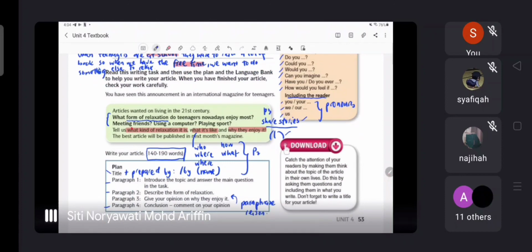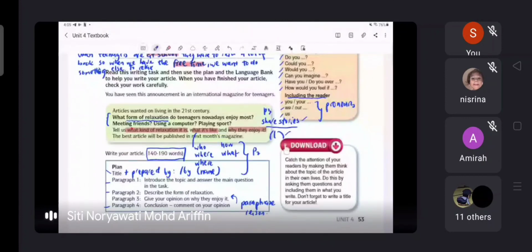Okay, so far any questions before you start on this task on your own? Okay, Alhamdulillah. Okay, so I hope everyone is able to write this. Okay, so artikel ni memang salah satu format lah in your exam later.